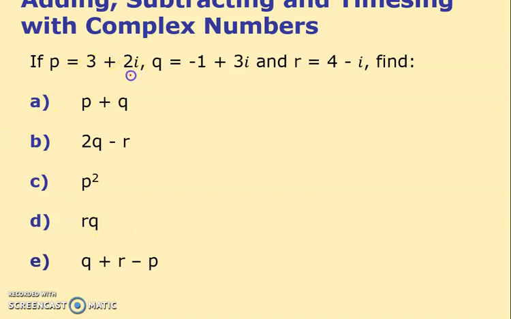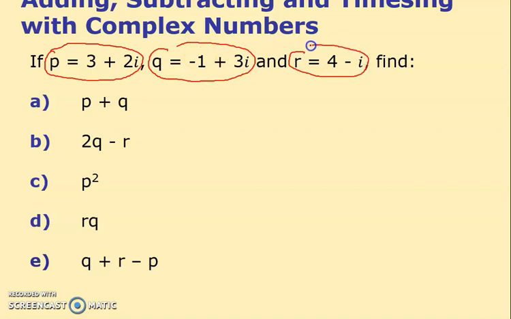Well, 3 plus 2i is what I'm saying p is. I've just made these up. Q, I've said, is this, and r is this. So having made those up, what does p plus q equal? Well, it's not rocket science. Just add them together. So 3 minus 1 is 2. And 2i plus 3i, that's 5i. There you go. That was easy enough.